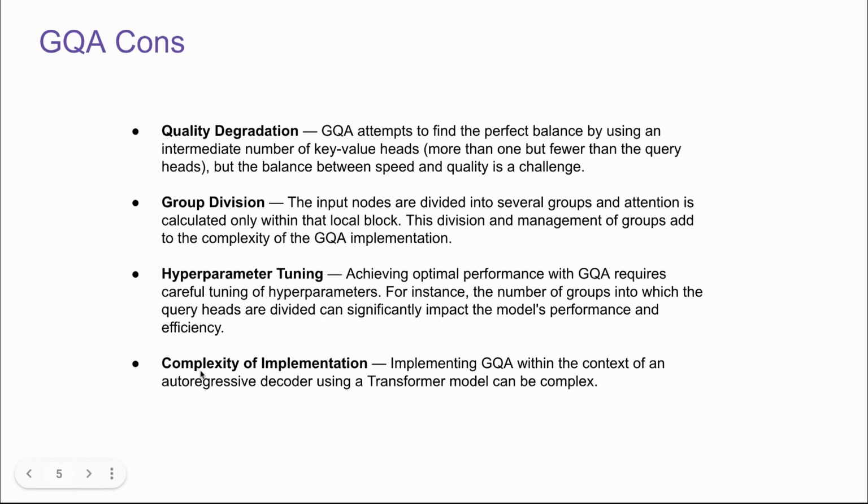So that's another one, complexity of implementation. So this too is similar. And then because you introduce extra complexity, you introduce more hyperparameters. So you have to tune more parameters, and it has a huge impact on models' performance and efficiency.